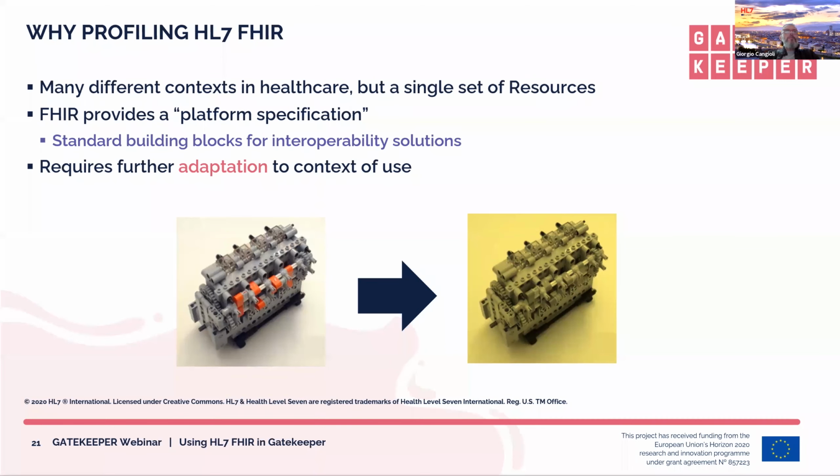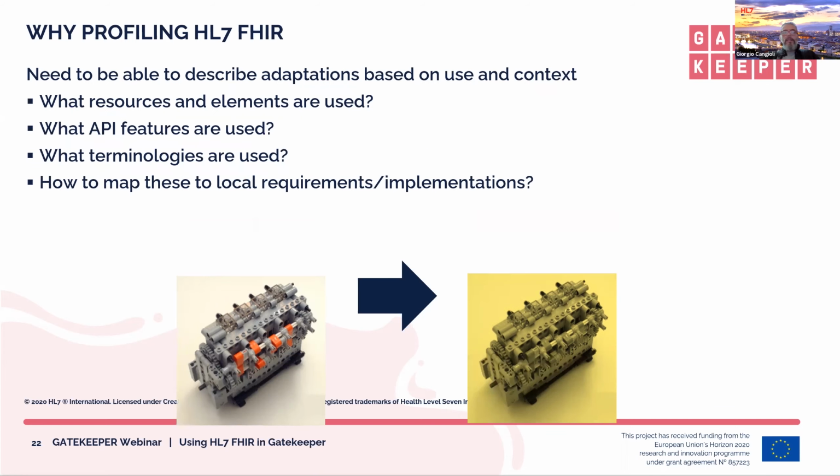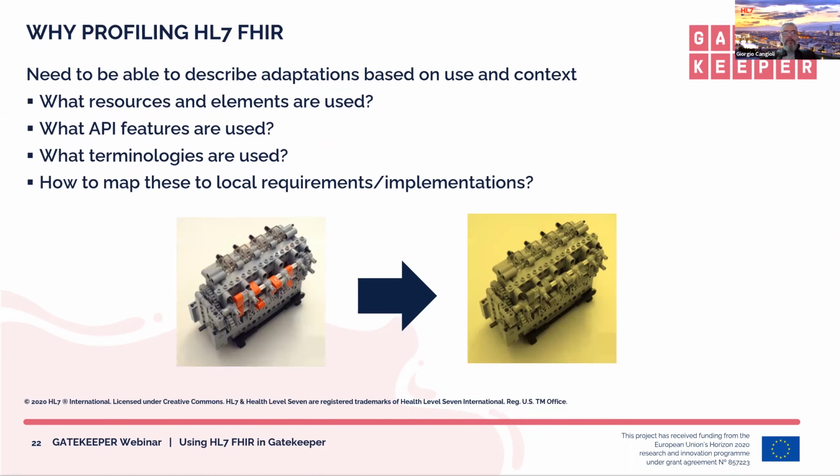This slide summarizes a little bit some of the things that I already said. We have different types of context, and for representing the same information, there is a single set of resources. And so you need to adapt the characteristics of that resource to your context of use. You need to define what are the resources, the elements that are used, what are the features of the API that are used in that context, the terminologies, or how you would like to map, for example, your local requirements to the specific implementation.